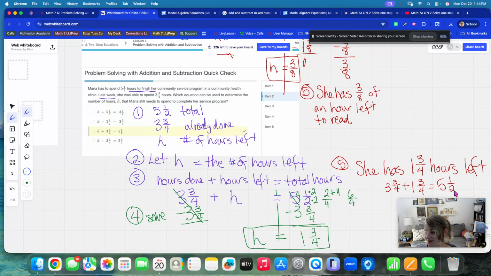And this makes sense to me, okay? Because 3 and 1 is 4, and then 3/4 and 3/4 is like 75 cents plus 75 cents. That's $1.50. Okay, so that seems good to me. Makes sense of my answer. It all checks out.